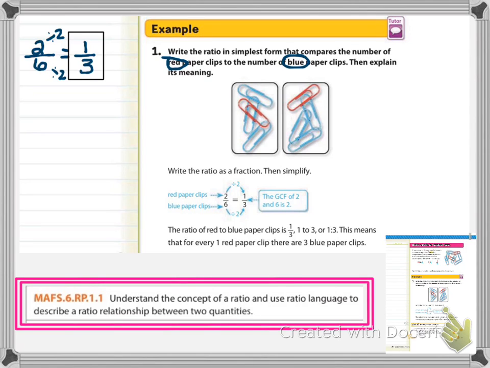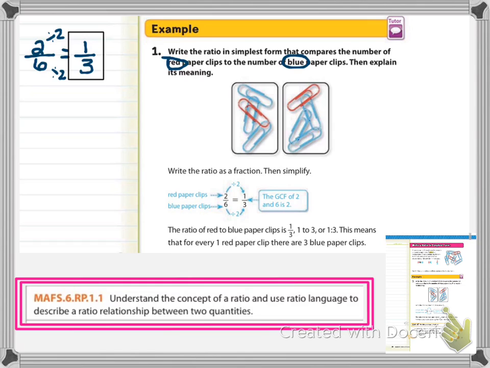Now, our standard tells us that we have to understand the concept of a ratio, and that's basically simple enough because you're basically counting in this picture. However, we also have to use ratio language to describe what's going on. So when we're looking at the 1 to 3, it means that for every 1 red paper clip, there are 3 blue paper clips.